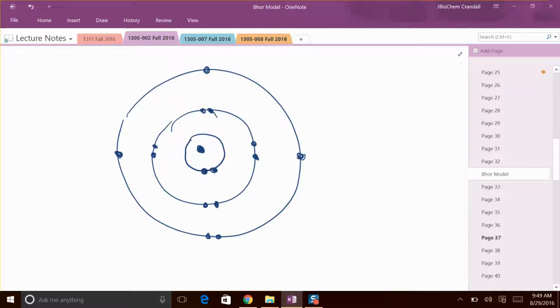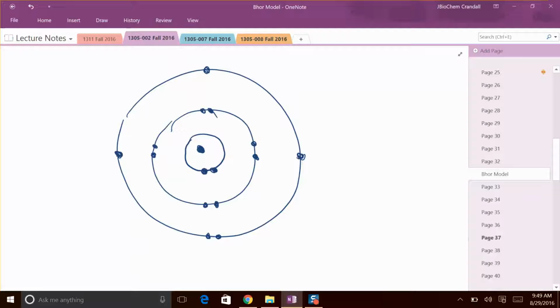5. I have 5 valence electrons. How many unpaired electrons do I have? 3. I don't like that. On phosphorus, I do not like the fact that I have 3 unpaired electrons. So what am I going to try to do to gain stability?